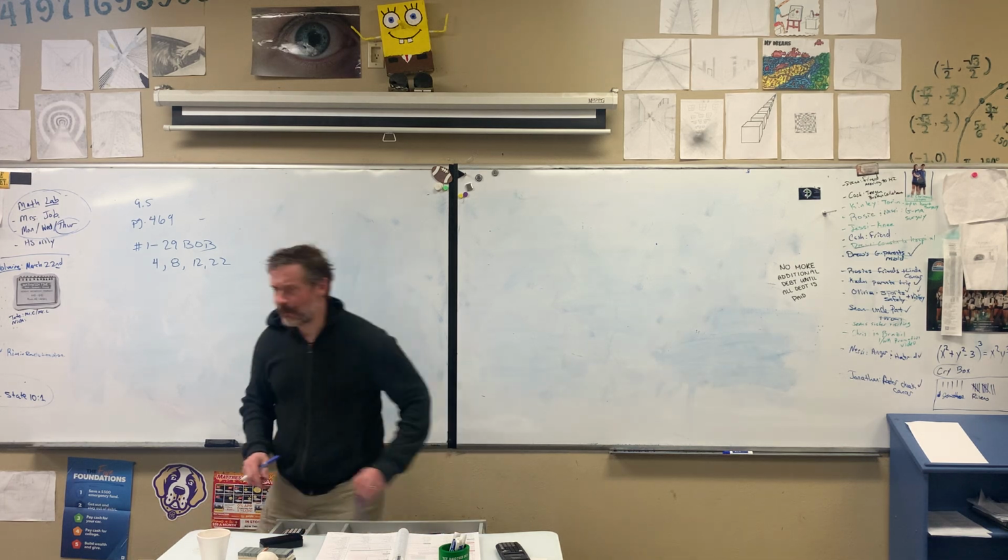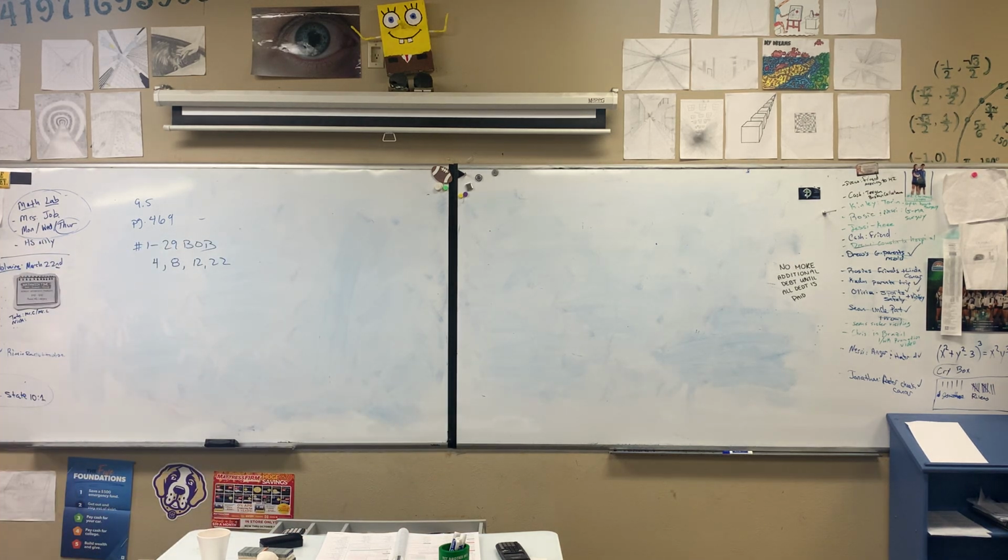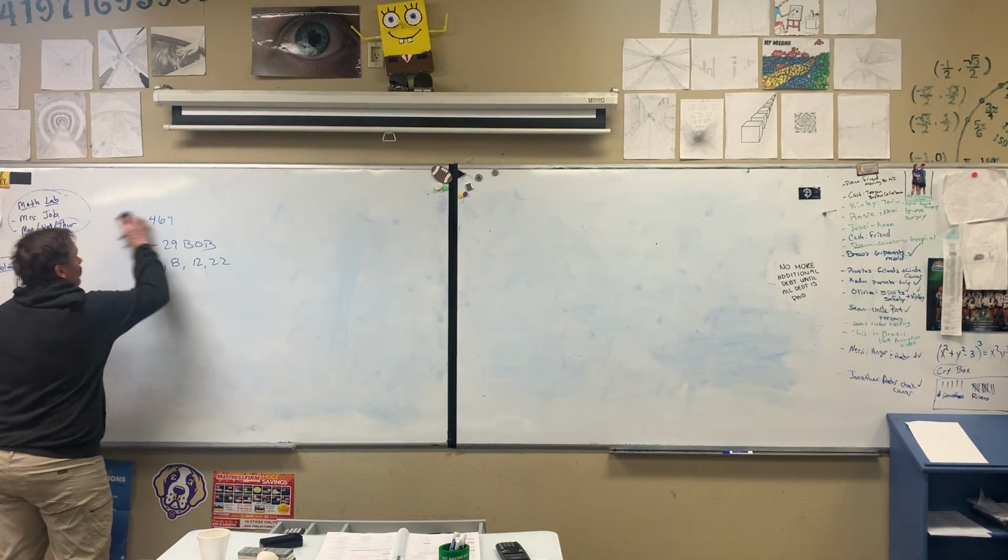Okay, so special patterns. We've actually already talked about these. We call them special products: difference of squares, DOS, and perfect square trinomials. But now we're going to do them when we factor, okay? So you go 4, 8, 12, and 22. Got it. Okay, so let's review.